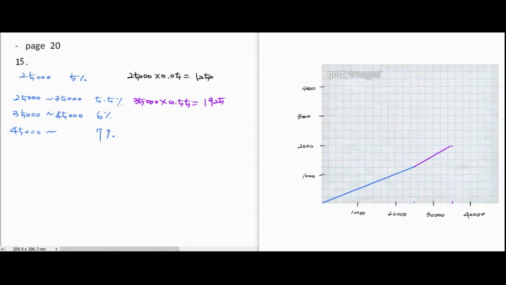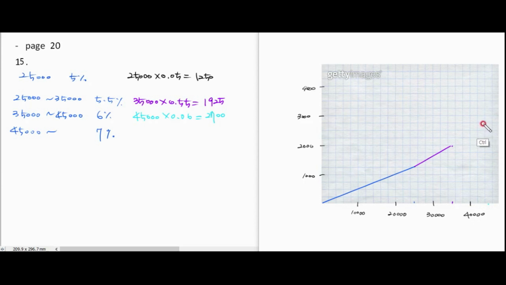And then let's do 35,000 to 45,000. Let's calculate at 6%, 0.06, which gives 2,700. So we'll go to 45,000, somewhere around here. Draw a line straight up from here.